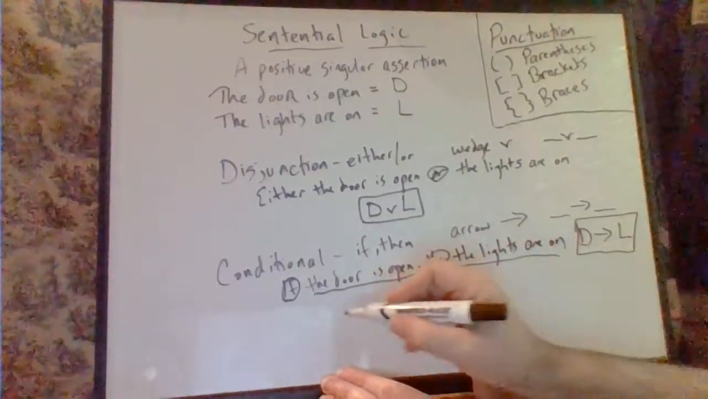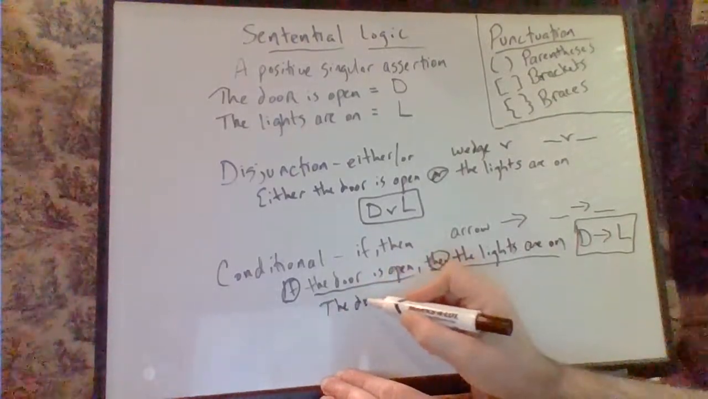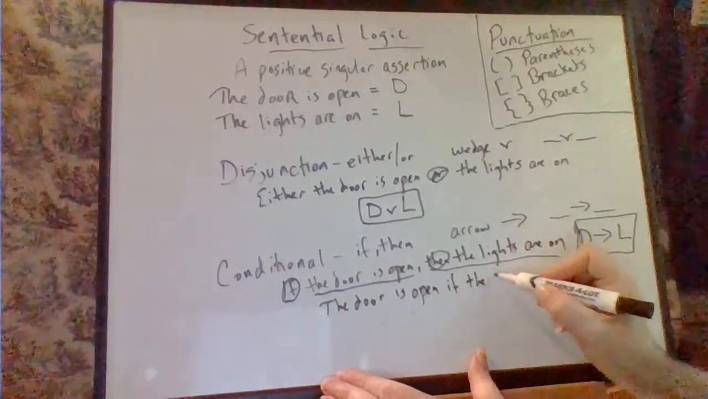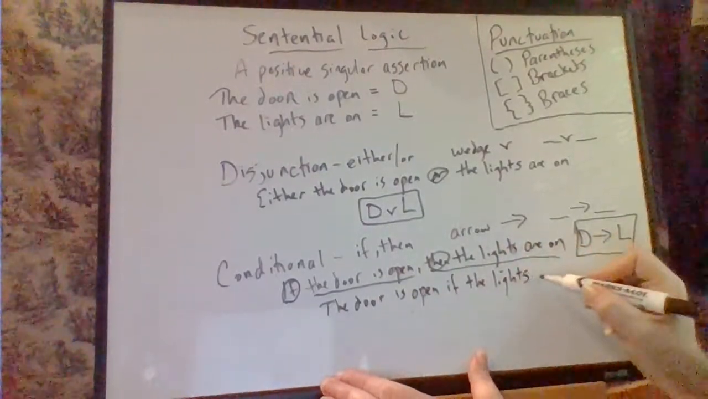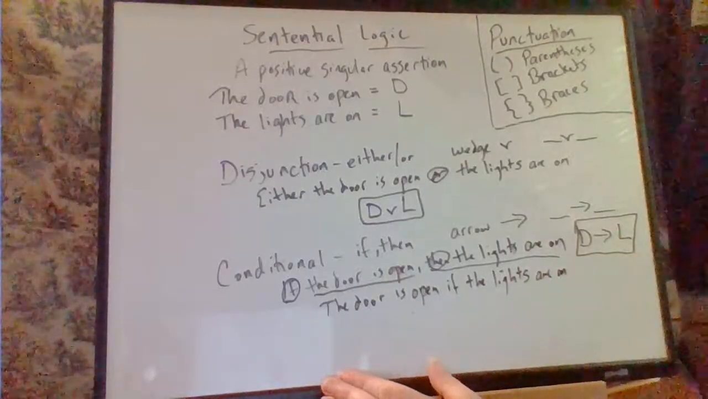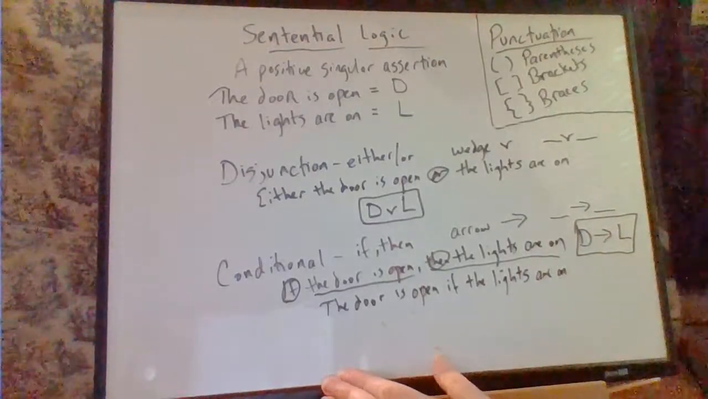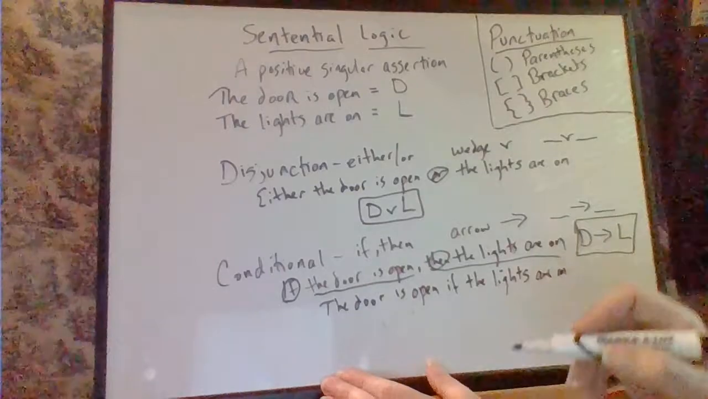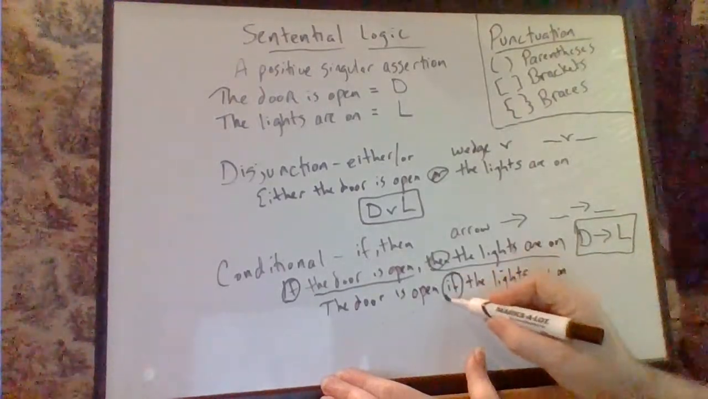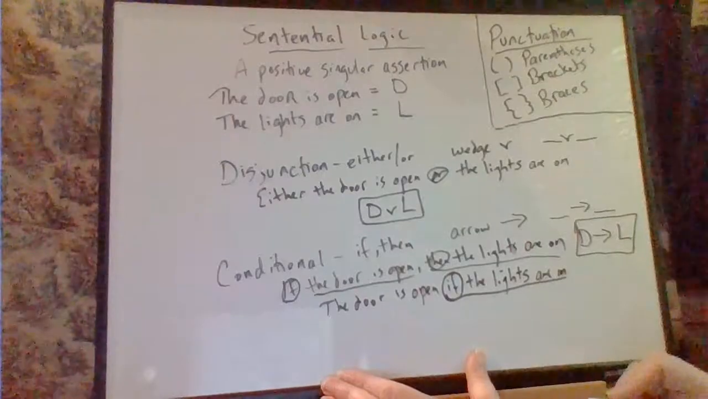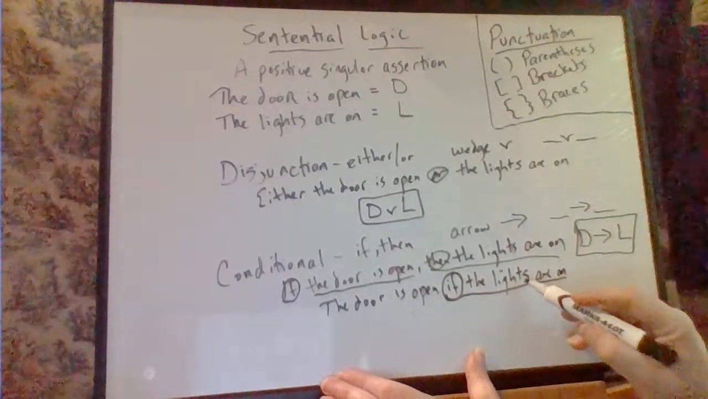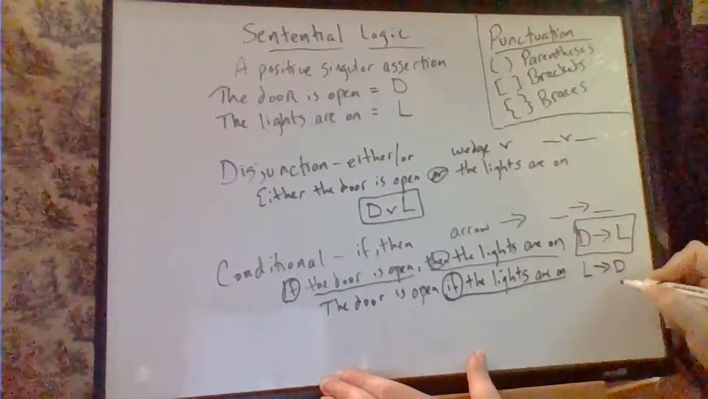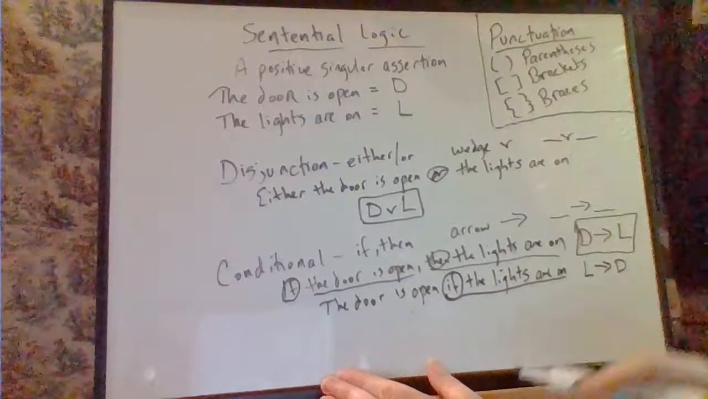However, sometimes you might see this. The door is open if the lights are on. Okay, it's a non-standard way of writing a conditional, but it's still a conditional. The point is, or the key is, find that if. What follows if is the antecedent. So this is basically saying if the lights are on, then the door is open, which would be L arrow D. So don't let them fool you if they give you something like that.